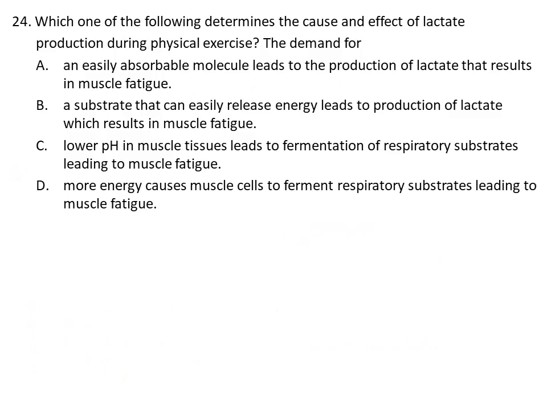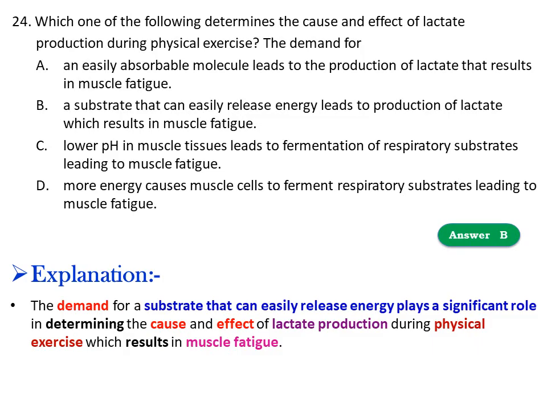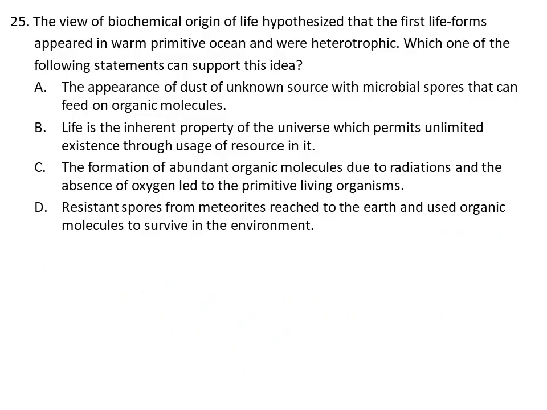Question number 24. Which of the following determines the cause and effect of lactate production during physical exercise? The demand for, so that should be B, a substrate that can easily release energy leads to production of lactate, which results in muscle fatigue. The demand for a substrate that can easily release energy plays a significant role in determining the cause and effect of lactate production during physical exercise, which results in muscle fatigue.